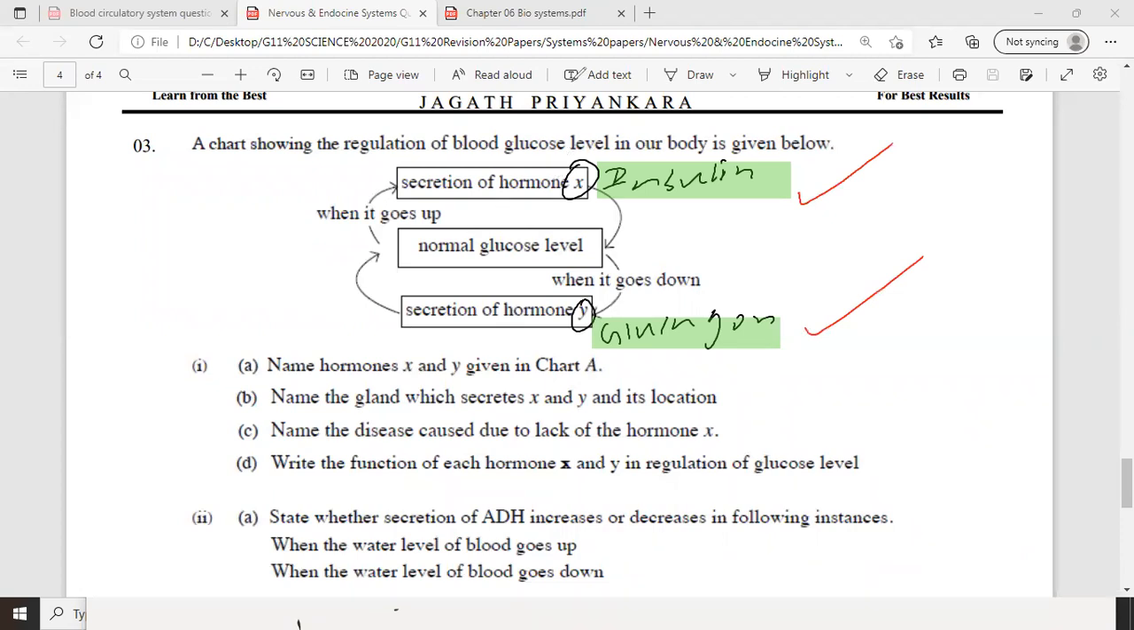Name the glands which secrete X and Y and their location. Actually it is the pancreas. The pancreatic gland secretes these. Now, what is the location of the pancreas? It is just below the stomach, in front of the duodenum, at the entrance of the duodenum, in a C-shaped curve. We have only one pancreas, not like the kidney.